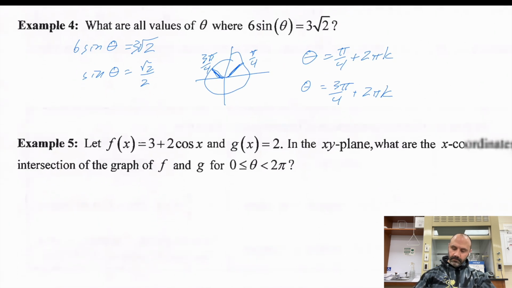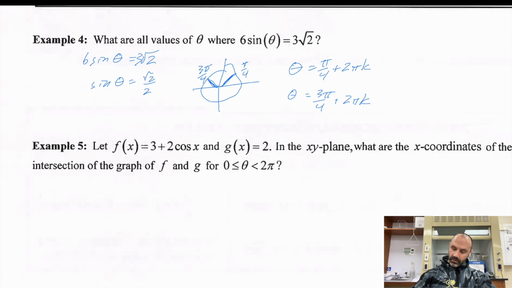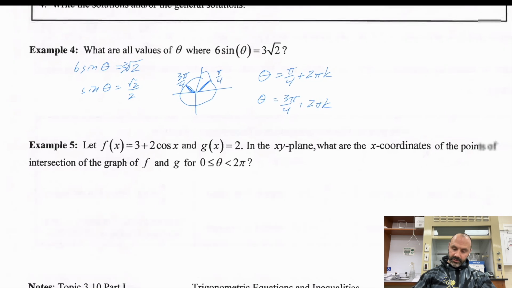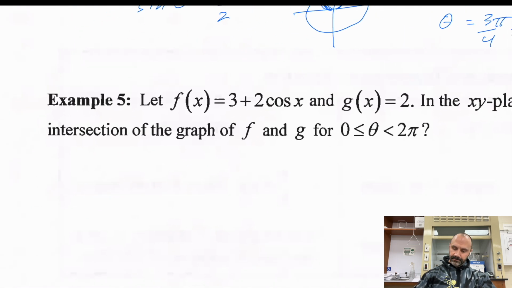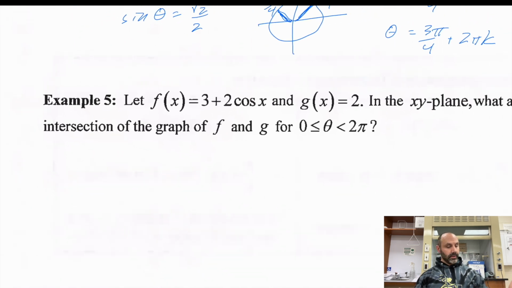All right, another one. f of x equals 3 plus 2 cosine x, and g of x equals 2 in the xy plane. What are the x coordinates of the points of intersection of the graphs on the domain 0 to 2 pi? All right, so let's see. If I want to know when they are equal, then I set them equal to each other. So 3 plus 2 cosine of x equals 2.